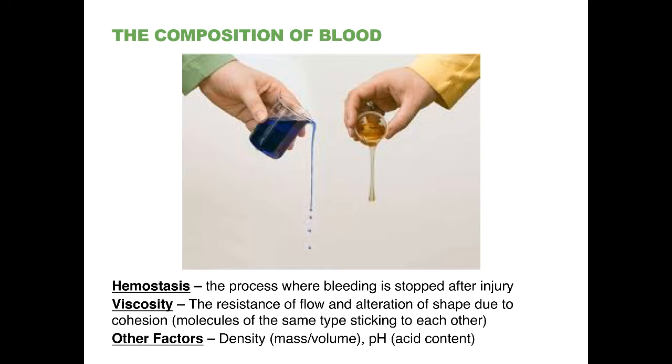Now, there are other factors in the blood that are under consideration. The density of the blood, which is the mass per unit volume. The acid content, which is also called the pH of the blood. These factors are also tightly controlled because they're important in the chemical reactions that occur within the body.